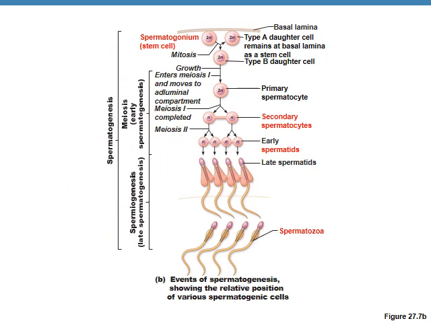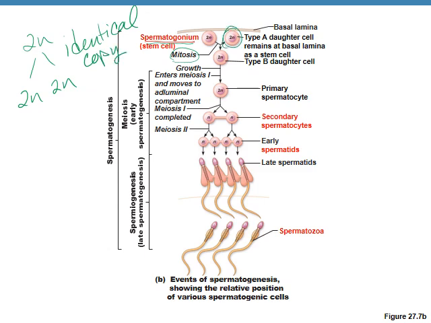Let's walk through this. Here's the spermatogonia, and it undergoes mitosis. So what did we say? Mitosis is when you copy yourself and you're identical, right? So identical copy, same number of chromosomes. So these two cells are identical copies to the spermatogonia, or spermatogonium for one.